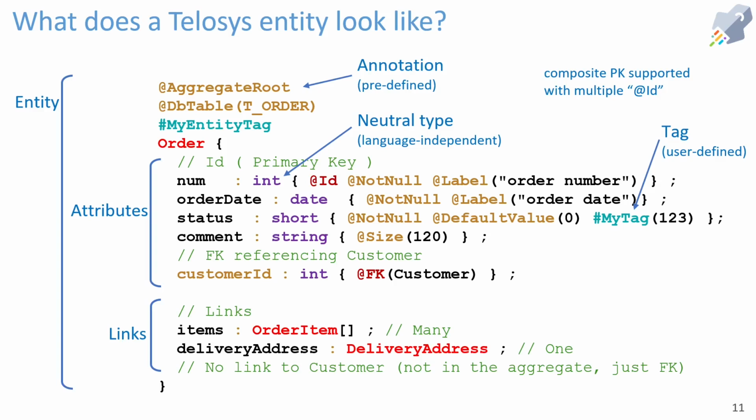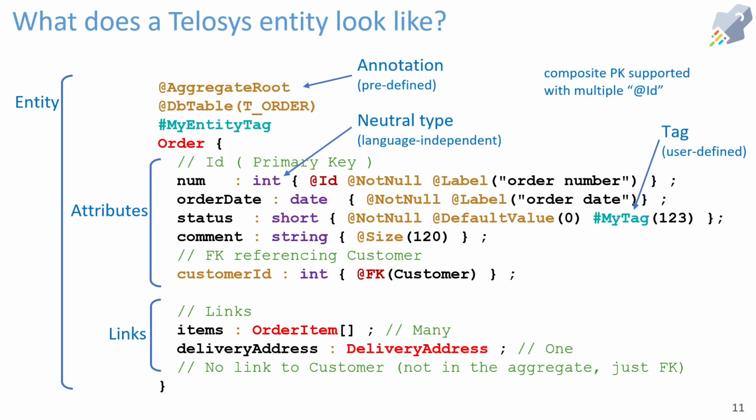An annotation is a keyword starting by the @ character, and currently there are more than 50 annotations. For example, @id is used to define the entity identifier. That is the primary key if you use a relational database. And for a composite primary key, you just have to set @id on several attributes. You can also use @default value to define the default value, @size to define the maximum size, and so on.